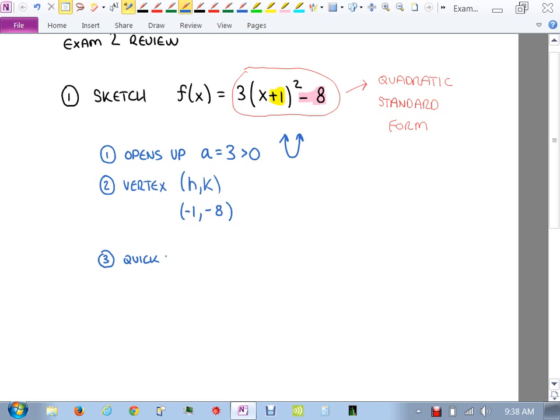Did I say quick or rough? I don't remember what I said. Rough? Quick sketch? Doesn't matter.